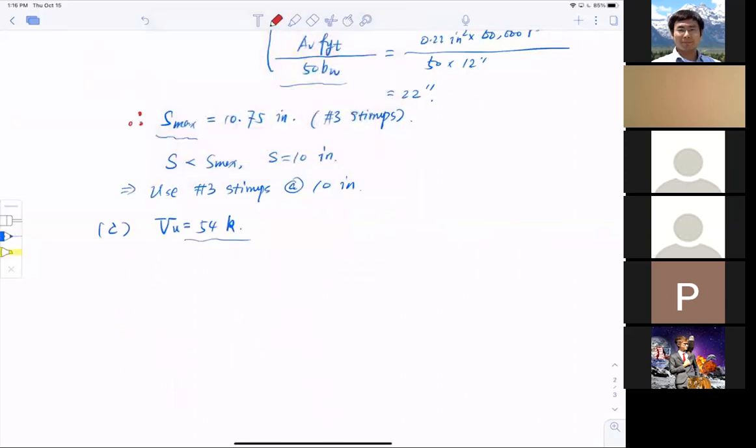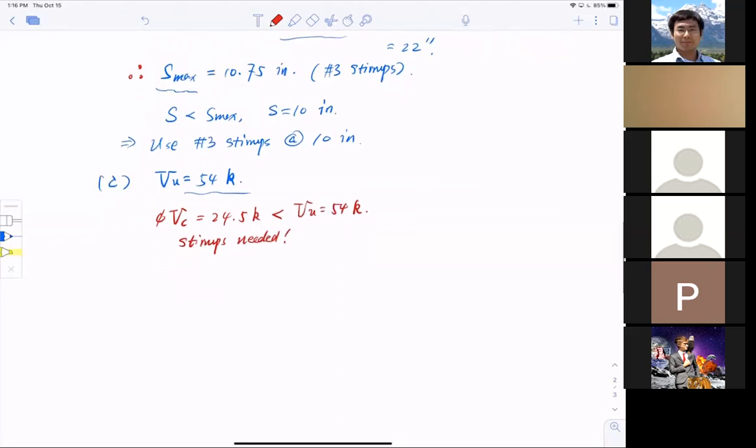So I want you to see that. Phi Vc, as shown from previous calculation, equals 24.5 kips. And this number is much smaller than the 54 kips. So in this case, we definitely need the stirrups, and these stirrups will be obtained through calculation. So with that, I go back to the design board.